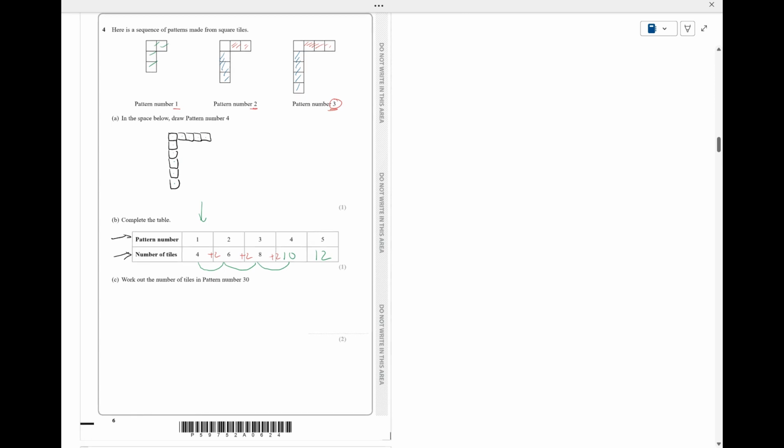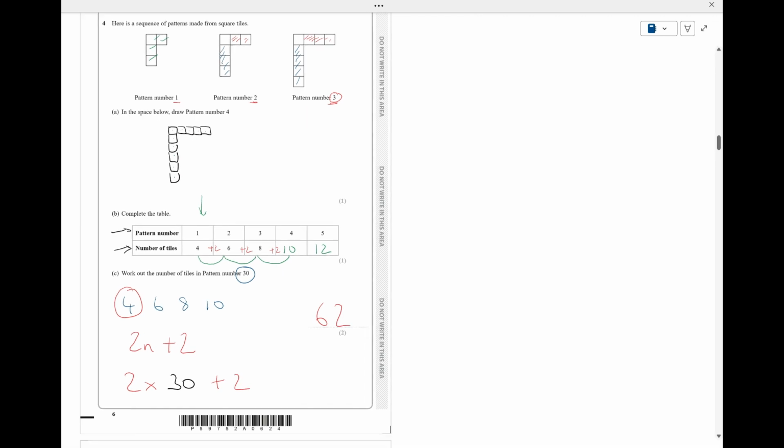Work out the number of tiles in pattern 30. Well, we've got a sequence here. It goes 4, 6, 8, 10. Now, if we work out the nth term of that sequence, then we can work out the 30th term. Now, it's going up in 2s, so the nth term is 2n. Now, 2 times 1 would be 2, and my first one is 4, so it must be 2n plus 2. So there's the formula. And the 30th one then will be 2 times 30 plus 2. So 62 tiles in pattern number 30.